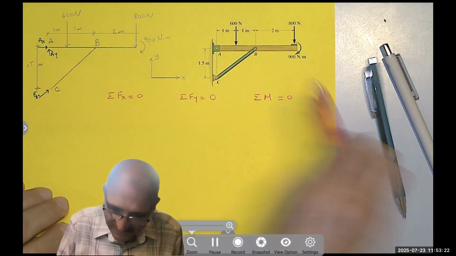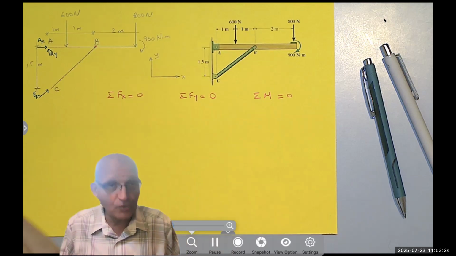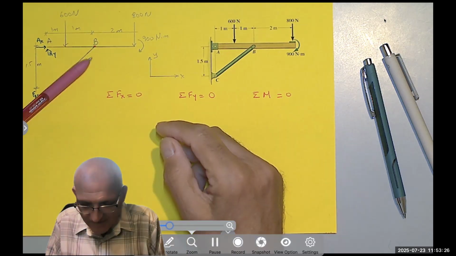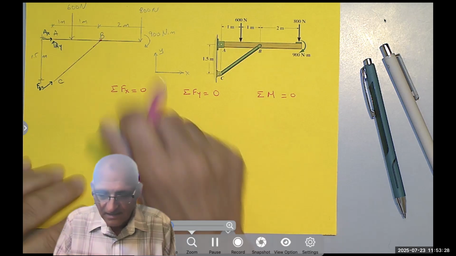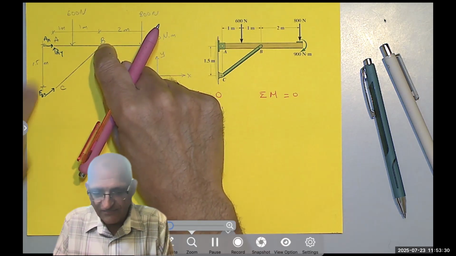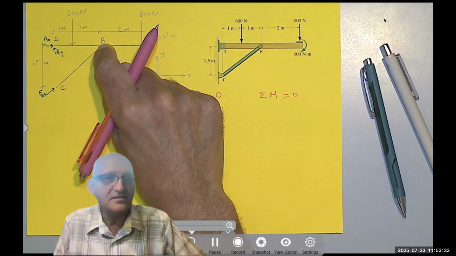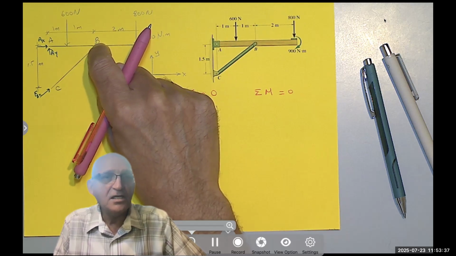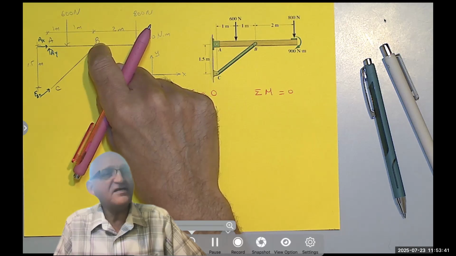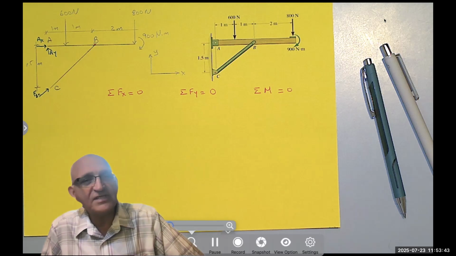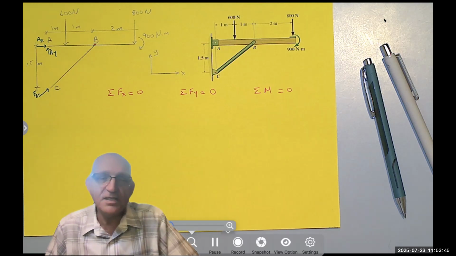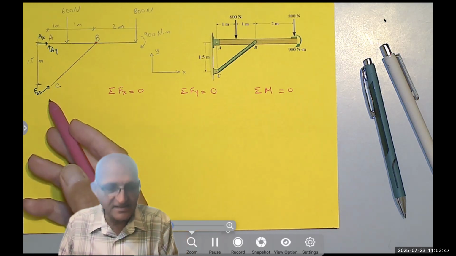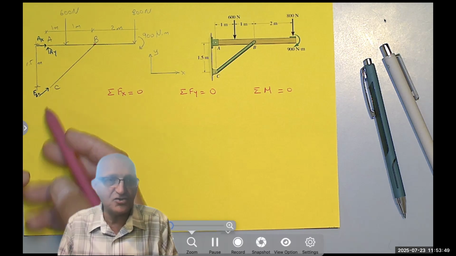If you tell me I can take the moment about B, you will also be correct because FBC and Ax meet at B. So I can find Ay very easily through the moment, right? So I think taking the moment about B would be easier. It's not hard. I can decompose that very easily, as you can see.